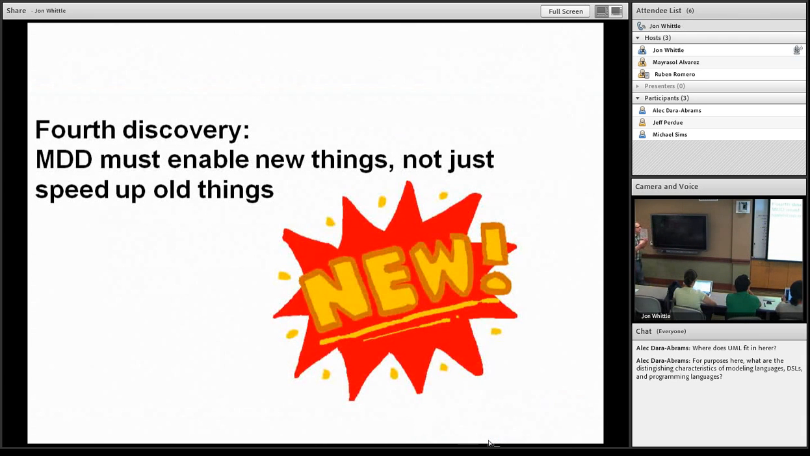Okay, now the fourth discovery is that model-driven development must enable new things, not just speed up old things. So people from NASA here will remember the faster, cheaper, better days. I won't go into that. But model-driven development is often sold in those terms. It's often sold that it'll increase your productivity. It will enable you to do things faster. But as we've seen, if faster means 20 to 30% faster, no one's going to adopt MDD to be that little bit faster. It doesn't make business sense.